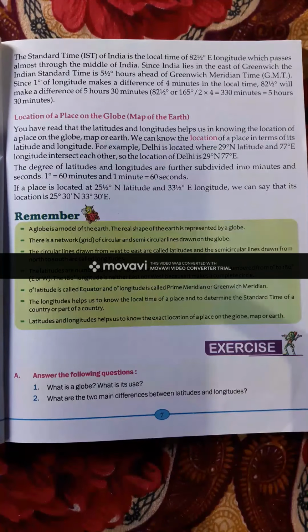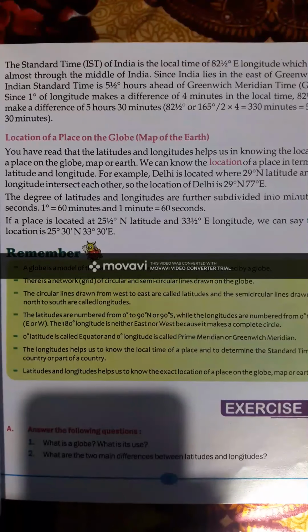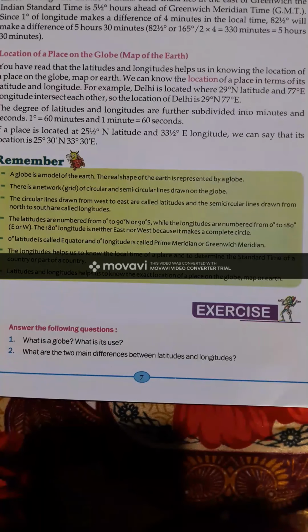Location of a place on the globe, map of the earth. You have read that the latitudes and longitudes help us in knowing the locations of the place on a globe, map or earth. We can know the location of the place in terms of its latitude and longitude.